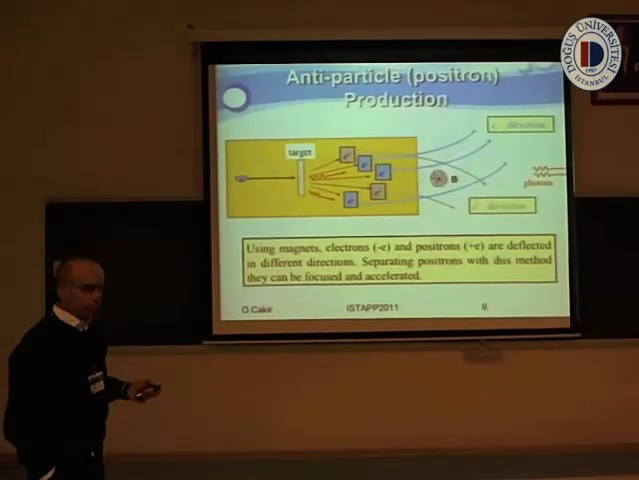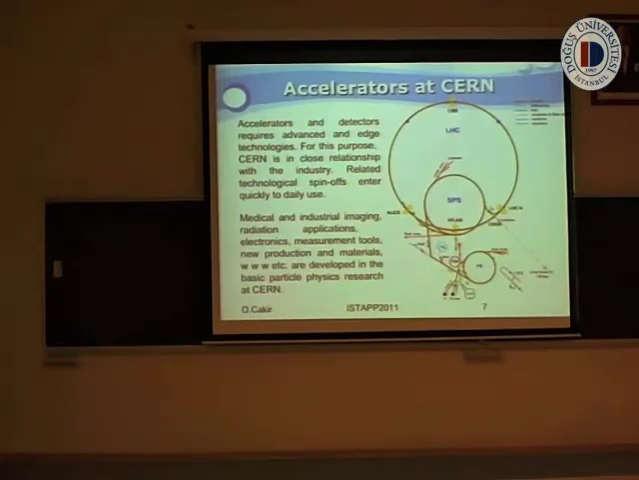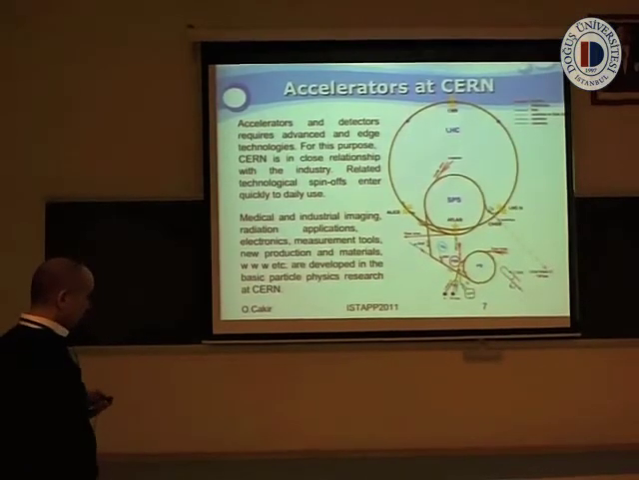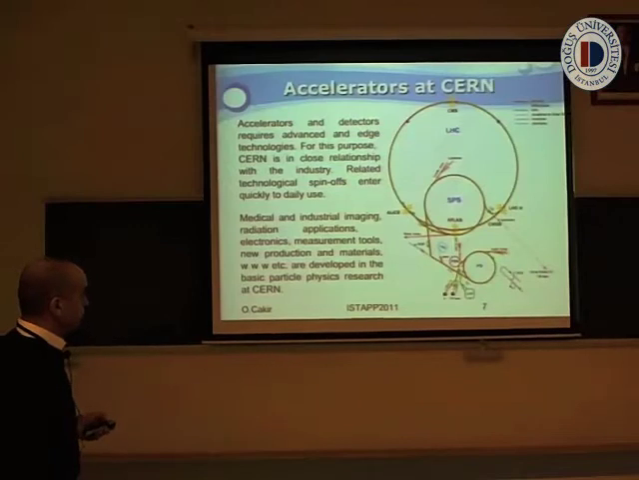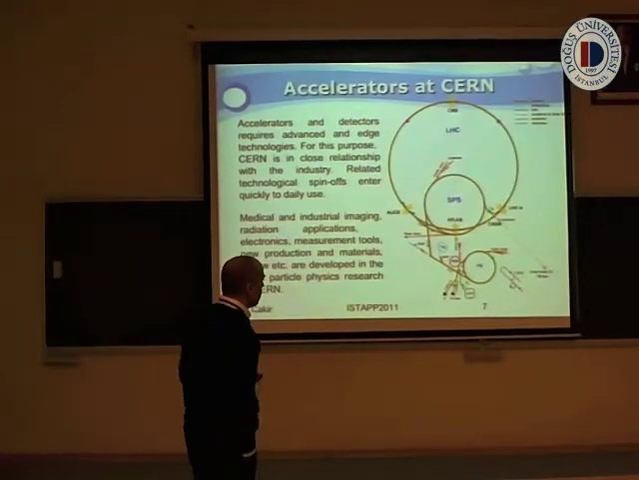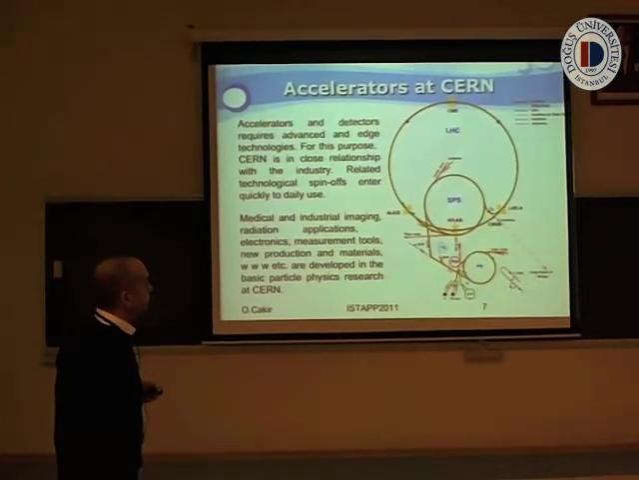Okay, and then we can accelerate positron. Next one. There are some accelerators at CERN. They are all combined in a good structure. For example, you see here a LINAC, proton synchrotron, an SPS here, and the LHC ring here.